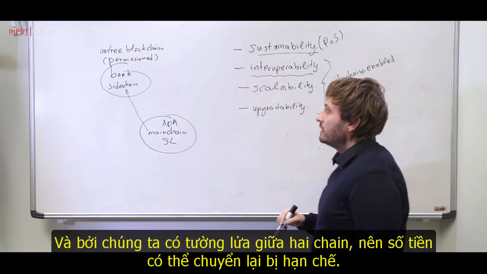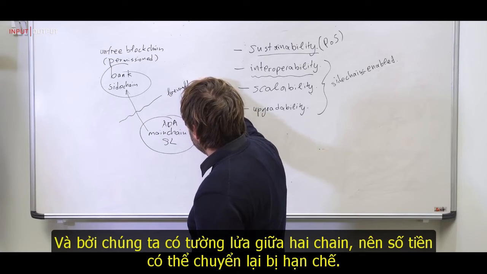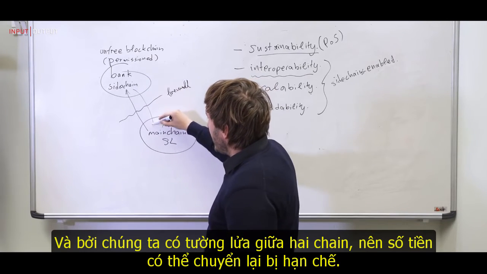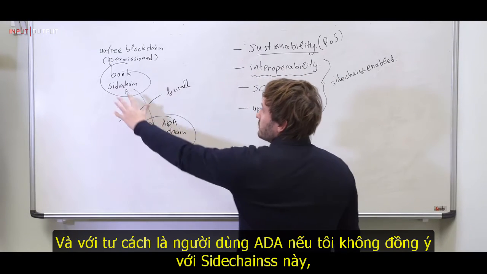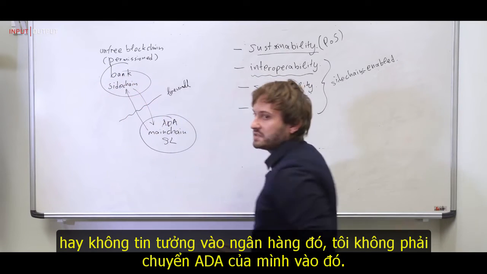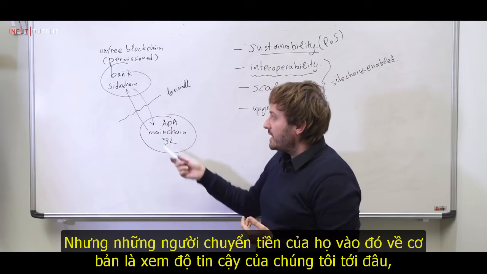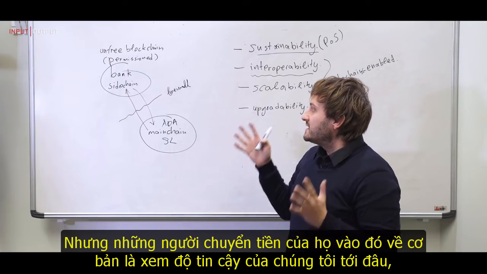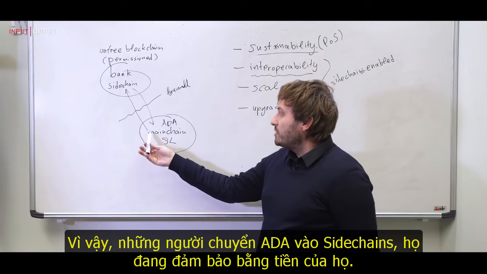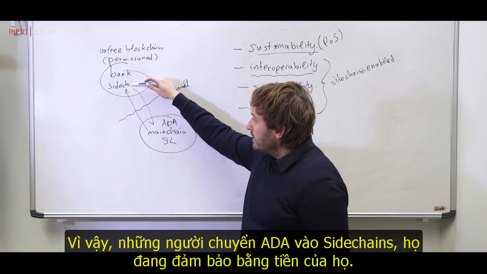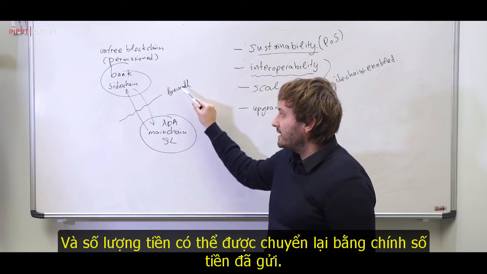Now, if these people wanted to interoperate with the banking sector, they could move their ADA to this sidechain. And then, because we have the firewall property between the two, the amount of money that can be moved back is limited. And so if I don't agree as an ADA user, as a Cardano user, with this sidechain and the fact that it has trusted third parties, I don't have to move my ADA into it. But the people that move their ADA into it are essentially saying how much liable we are, and they're putting their capital as liability. And so the people that move the ADA here into the sidechain, they're vouching with their money, and then the amount of money that can be moved back is exactly the same.